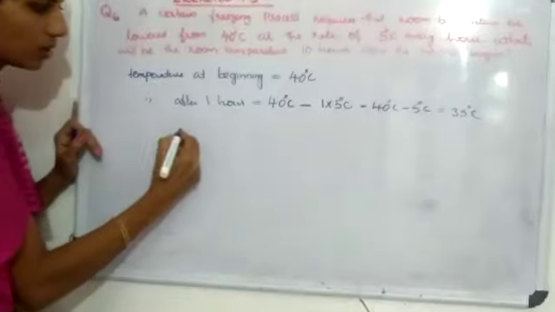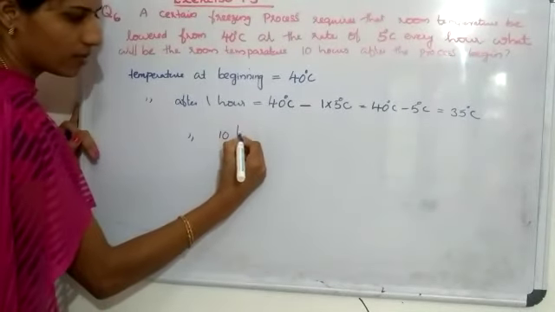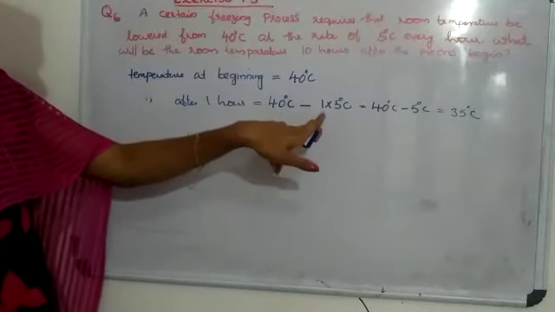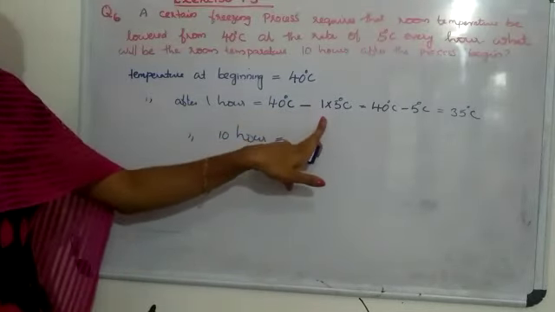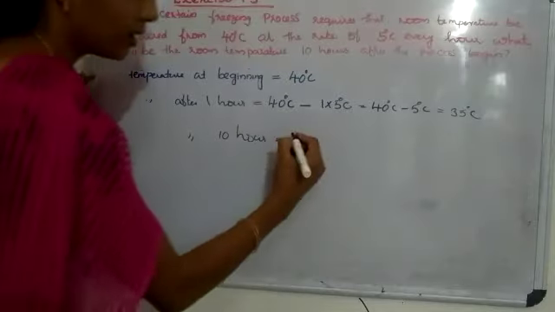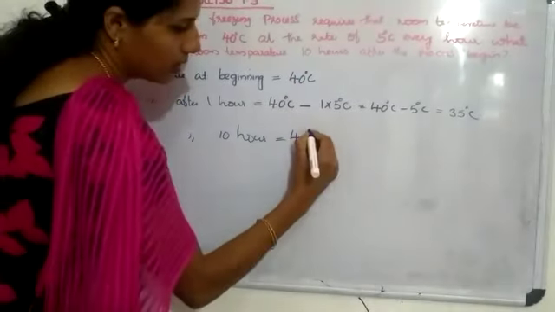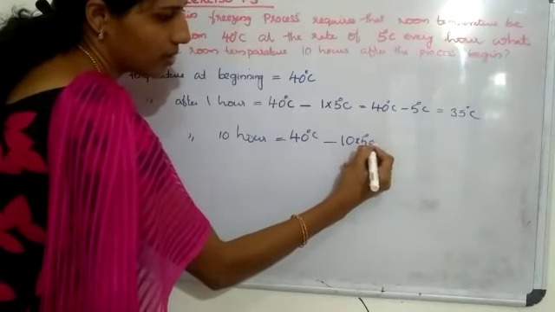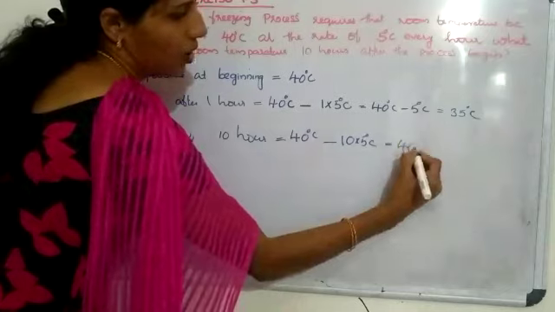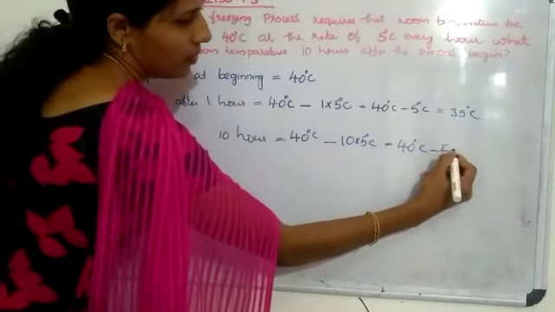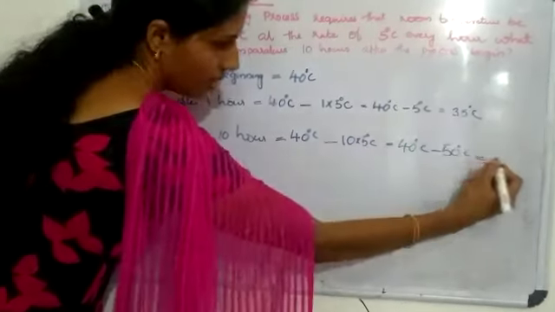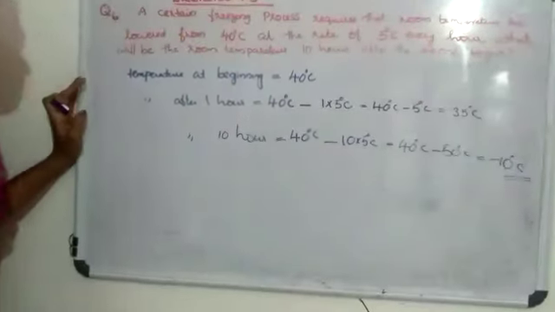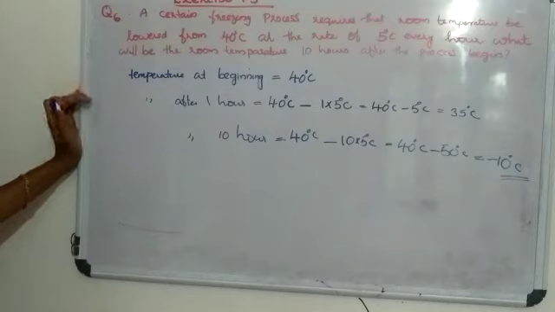Okay, so then after 10 hours, what will be the temperature? After 1 hour it is 1 into 5. Then what about after 10 hours? That is 40 degrees Celsius minus 10 into 5 degrees Celsius. That is 40 degrees Celsius minus 50, equal to minus 10 degrees Celsius will be the temperature after 10 hours.